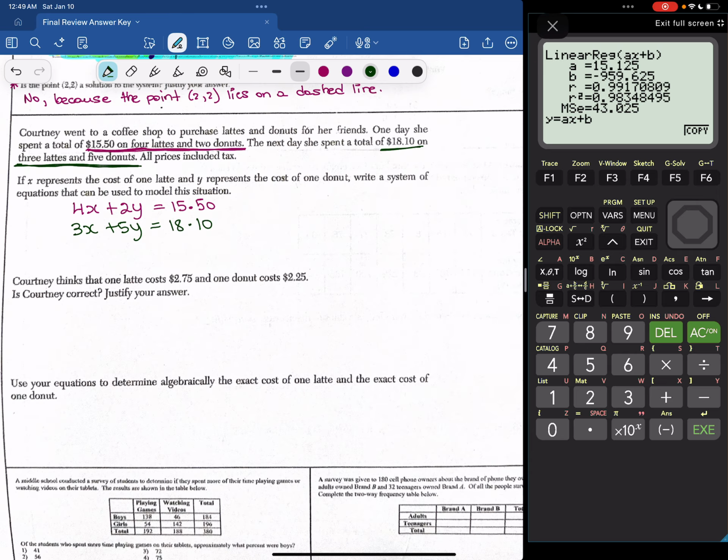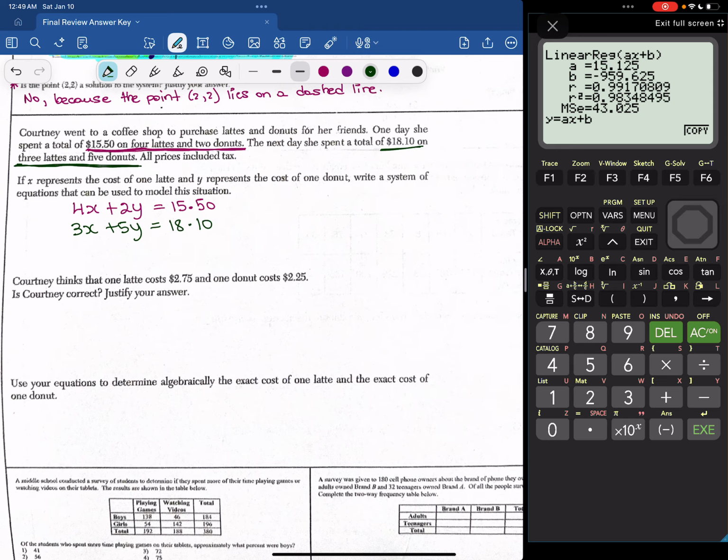Next, Courtney thinks that one latte costs $2.75 and one donut costs $2.25. Is Courtney correct? And we're asked to justify our answer. So for this part, we need to algebraically show if 2.75 and 2.25 would satisfy both of these equations. When we substitute 2.75 and 2.25, would we get the total that Courtney actually paid? So we're going to do that.